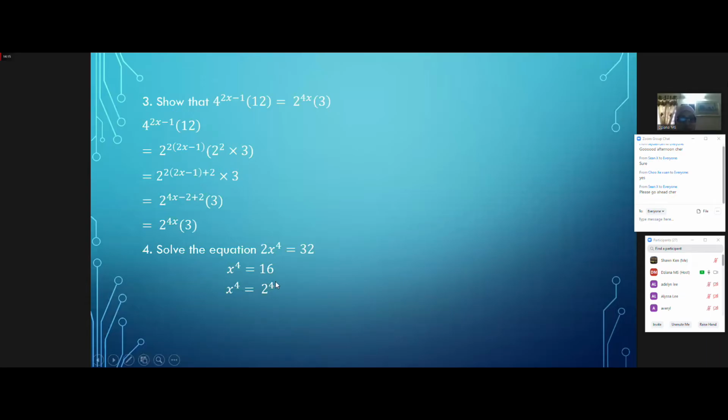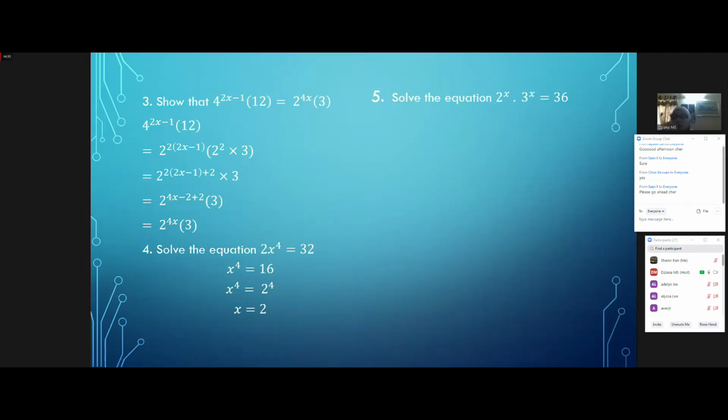Since the index is the same, you just compare the base. So the base is 2. So x equals 2. This is a simple equation that involves index. Right, this one. Next one.